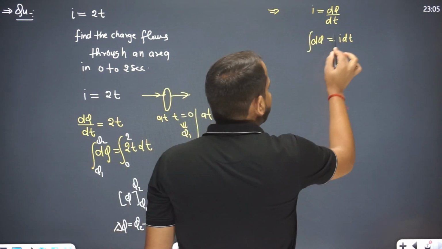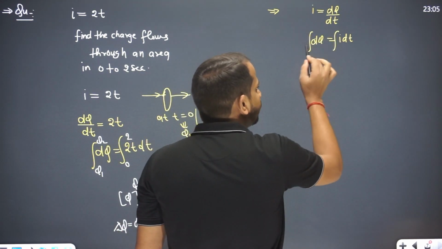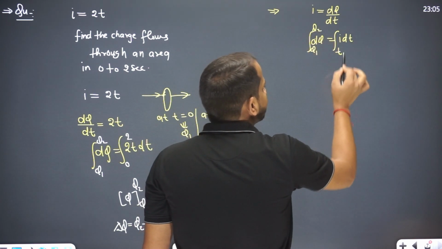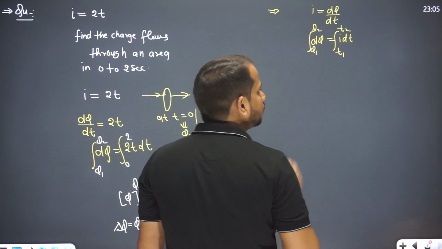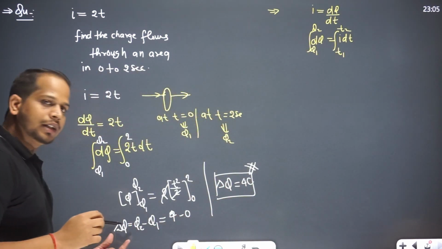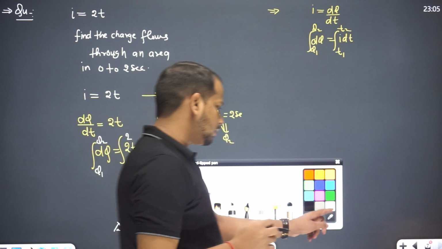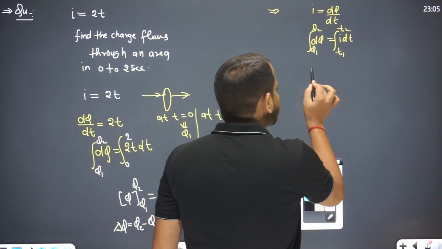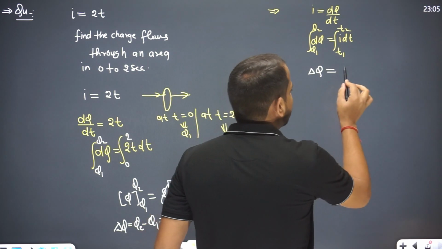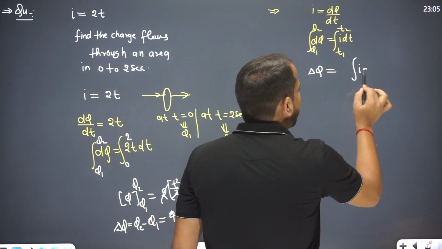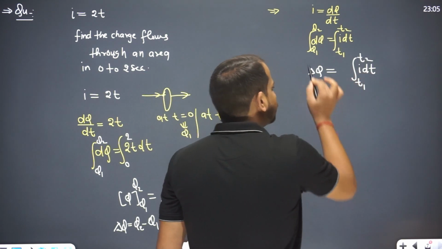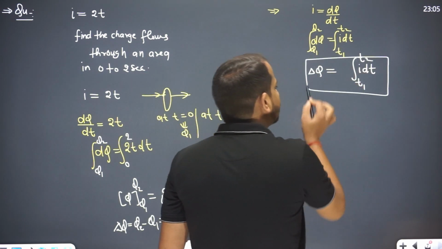If dq is I dt, then let's integrate it. When I integrate it, what will happen? This becomes q1 to q2, and the time interval is t1 to t2. On integrating q1 to q2, we will obtain delta q. So we will write delta q is equal to integration I dt, from t1 to t2. This is the value of delta q.